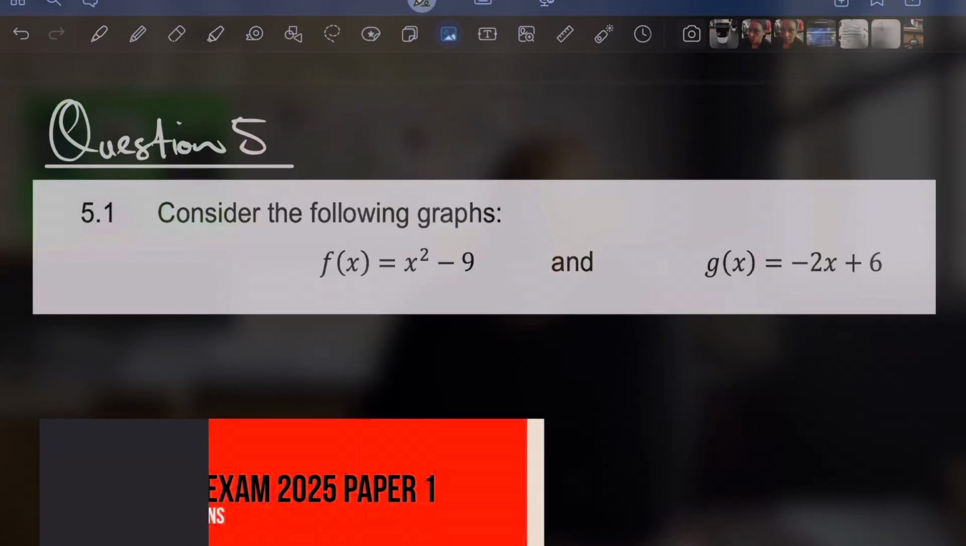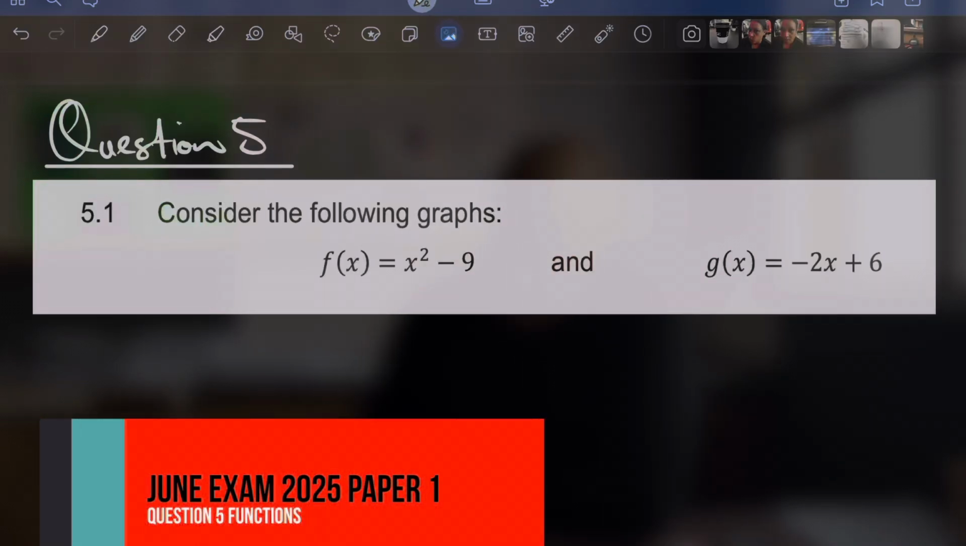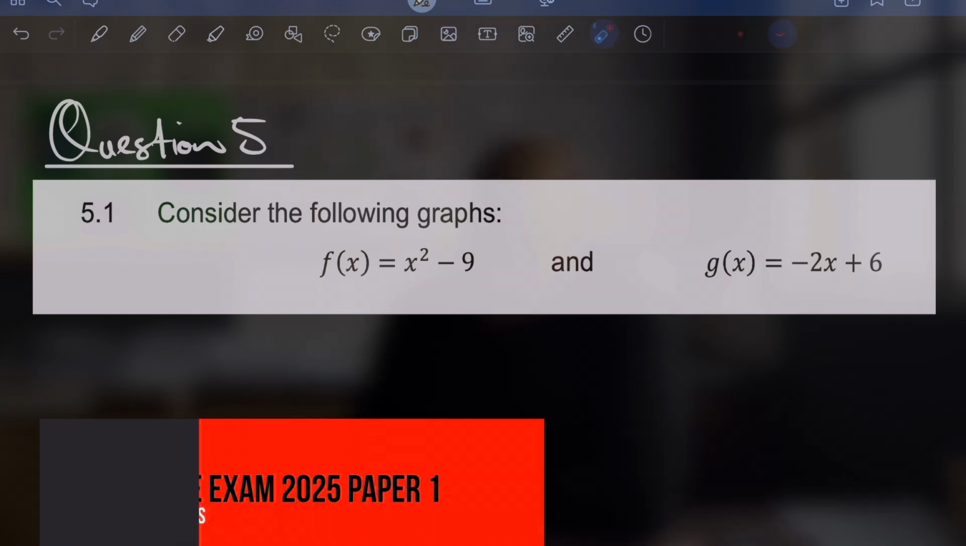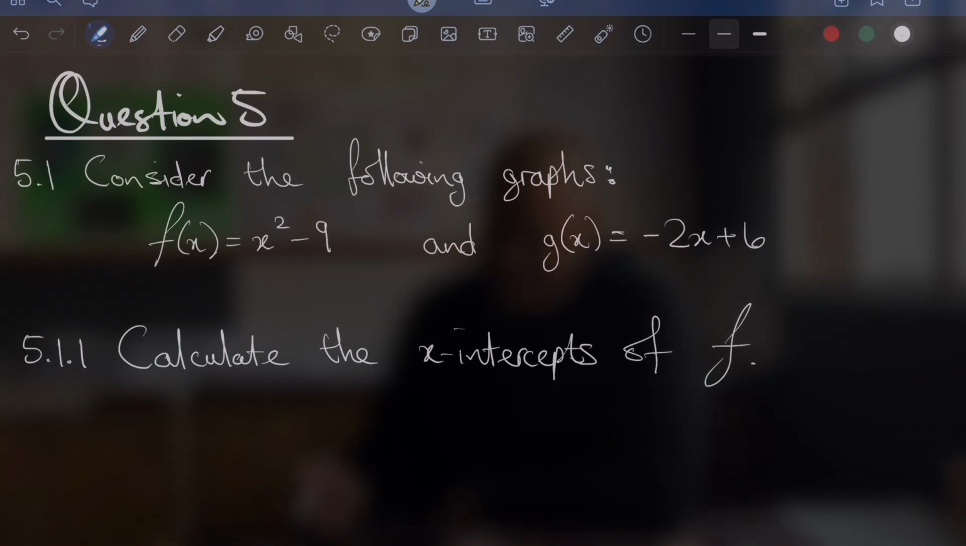Hi everyone, we are back with our June exam paper 1 2025, and we are now at question 5 where we need to consider the following graphs. Question 5 asks us to consider the following graphs: f of x equals x squared minus 9 and g of x equals negative 2x plus 6.